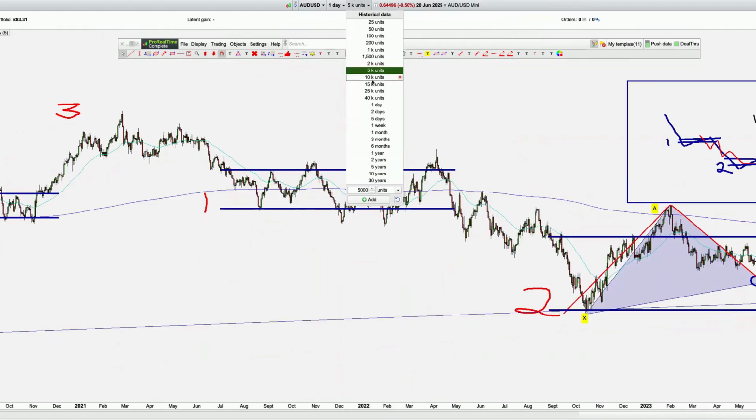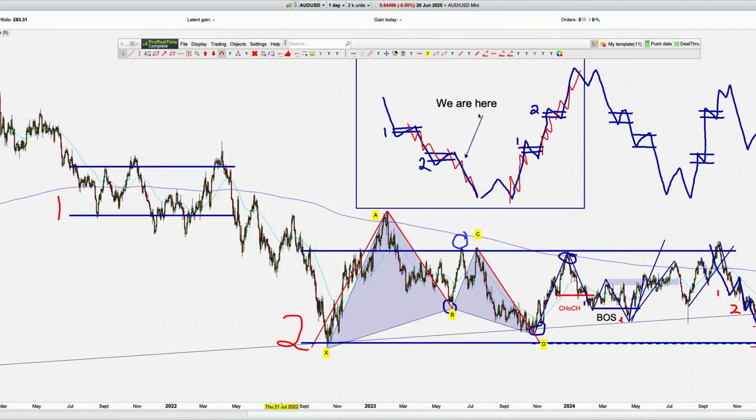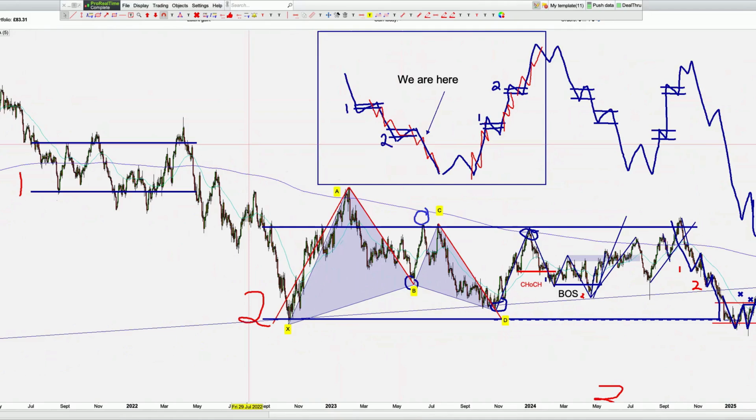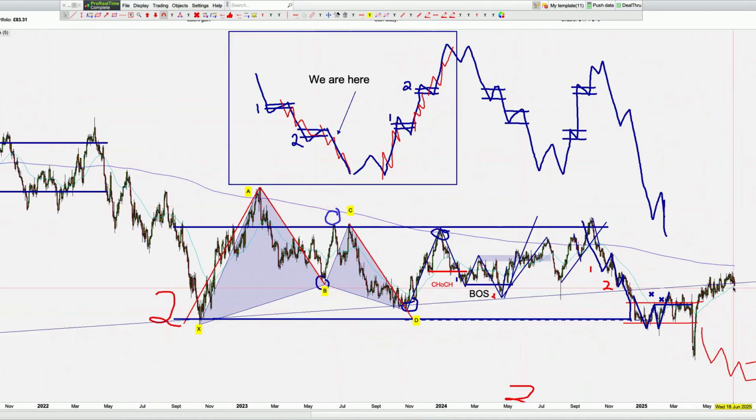AUD USD is one of the best looking overall market cycle shots there are out there at the minute. This really encapsulates everything. You can see in the little diagram, the key at the top, where we currently sit. We sit here after a 1, 2, 3. You can see that here, 1, 2, 3 just here.